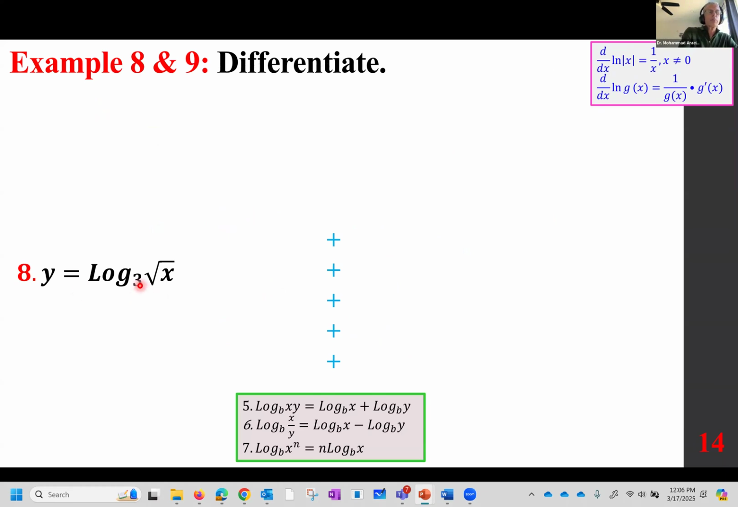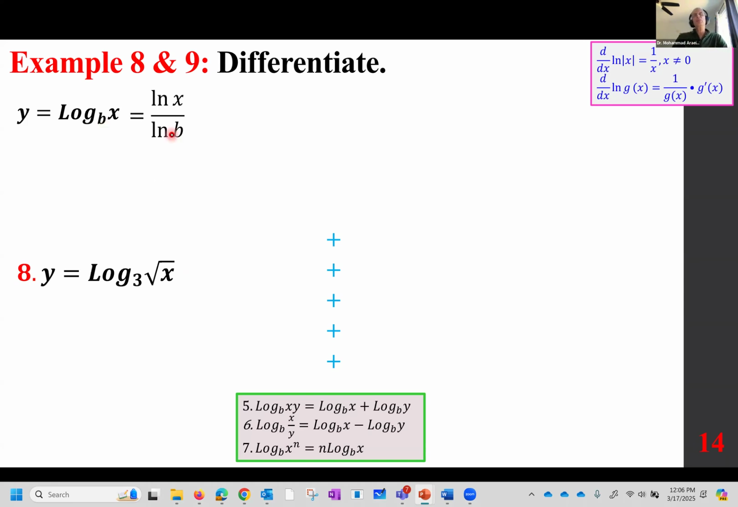Y equals log base 3 of square root of x. As we did with the exponential, when we had the base e, we knew how to do. And when the base changed, we went to logarithmic property. So in this case, we are going to go with the change of base formula and write log x base b is ln x over ln b.